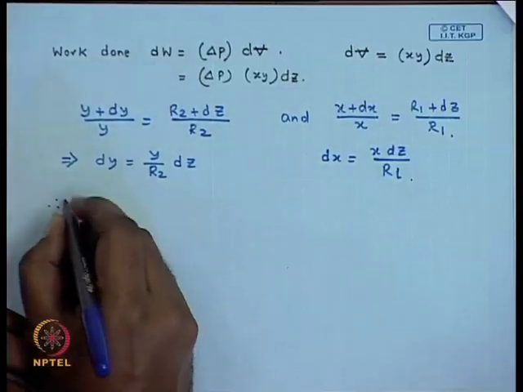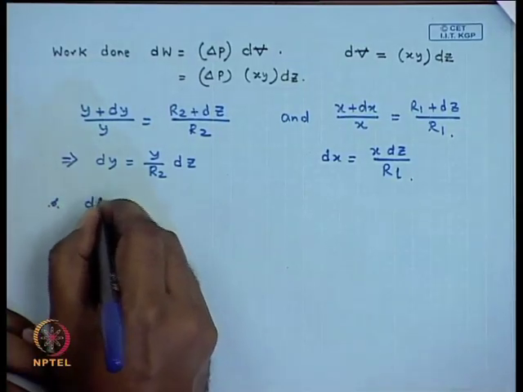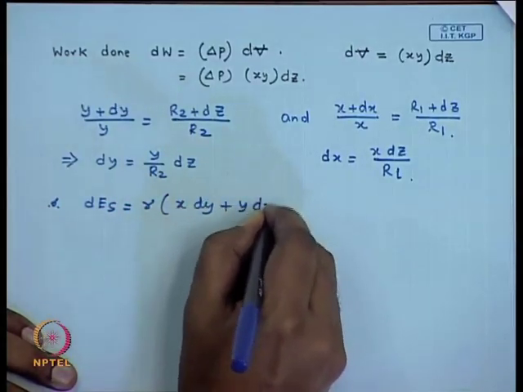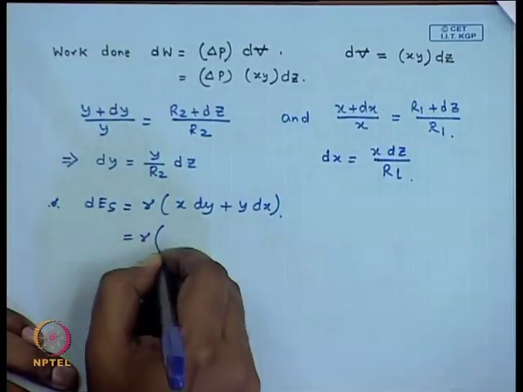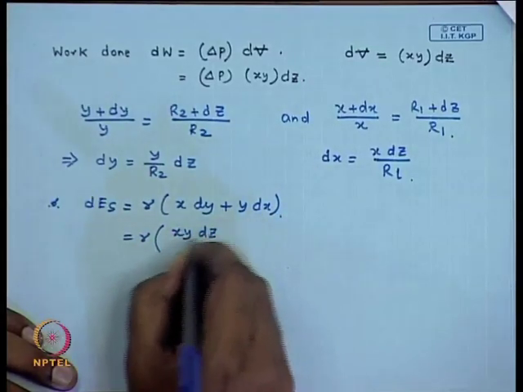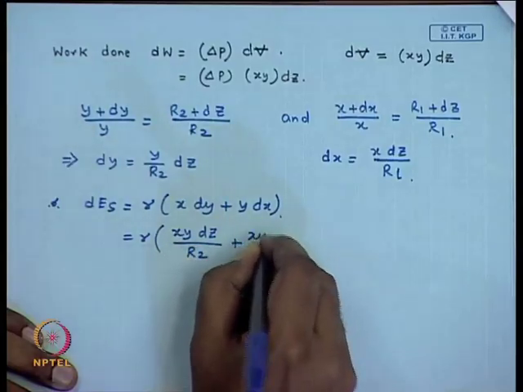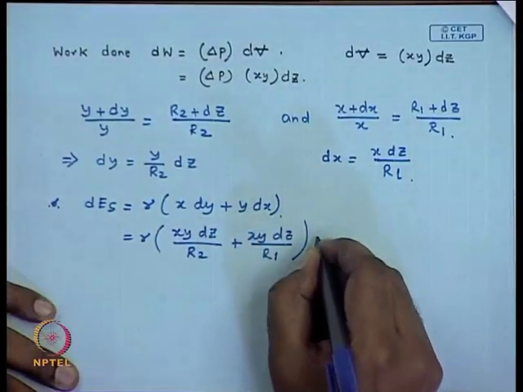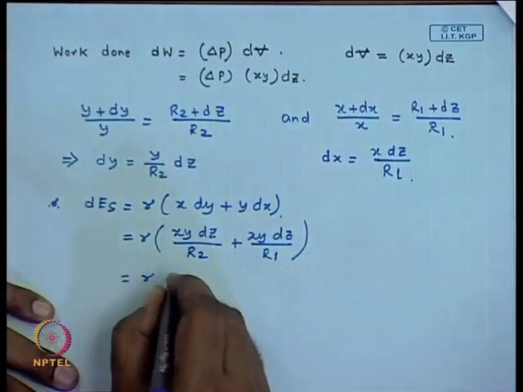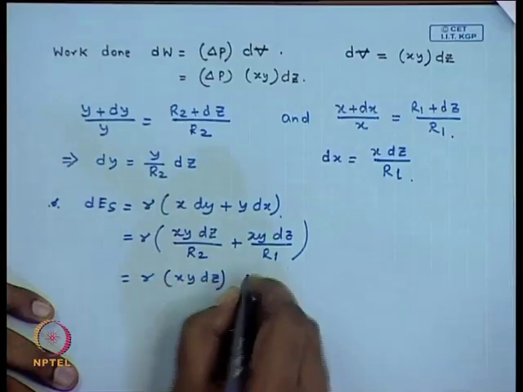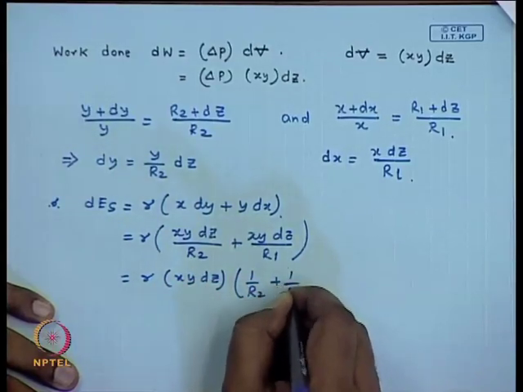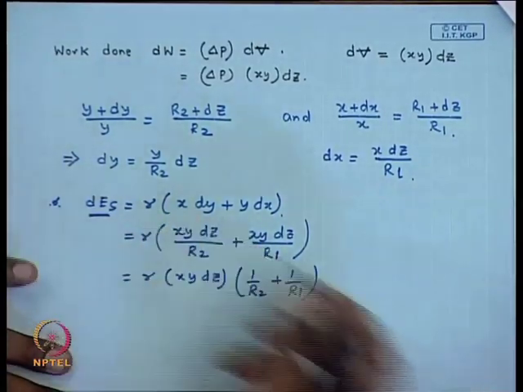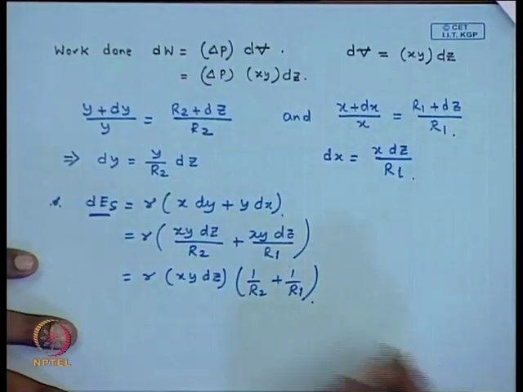If we substitute these two expressions in the expression we have already got for dEs, which is gamma times x dy plus y dx, we get gamma into x y dz by r2 plus x y dz by r1. This turns out to be gamma into x y dz into 1 by r2 plus 1 by r1. Now, doing exactly the same way, the delta dEs is essentially a manifestation of dW, so that these two energies are the same.